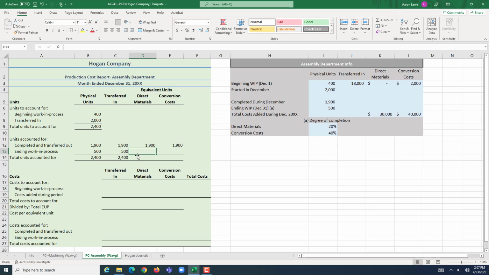costs. Well, to finish 500 units 20% of the way costs Hogan Company about the same in direct materials as it would to do 100 gonculators the entire way, to complete them from start to finish. So for your equivalent units for direct materials and conversion costs, you simply multiply the physical units that you have in ending WIP by how complete they are for that particular cost component.